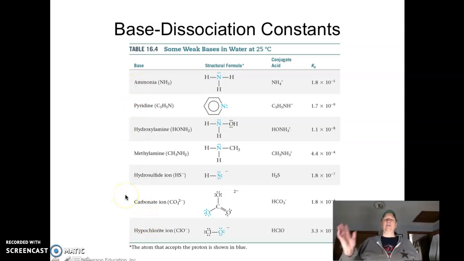And again, I don't expect you to memorize these. You'll have a chart with them in it, so you just have to look up the Kb. And honestly, if you want to find the Kb and you know the Ka, they equal 1.0 times 10 to the negative 14th, just like they did before. So if you know one, you can find the other. Take that 1 times 10 to the negative 14th and divide, and you'll get your Ka. So it works the same.